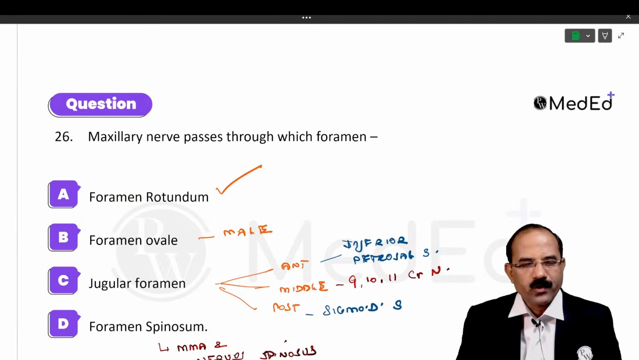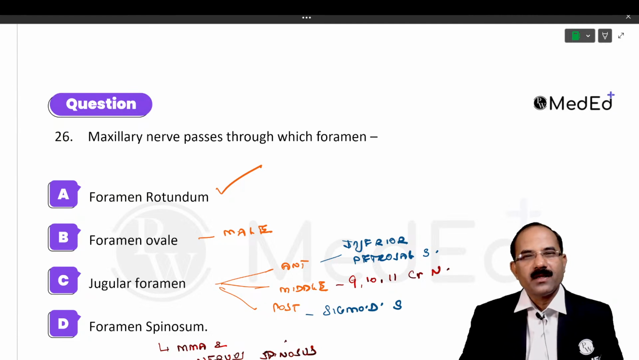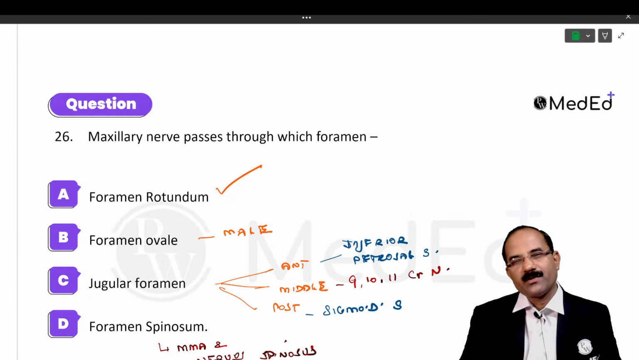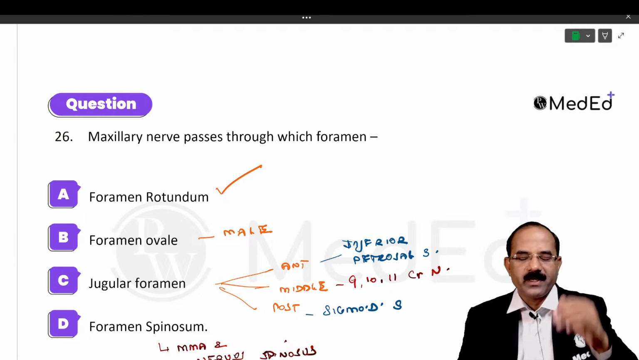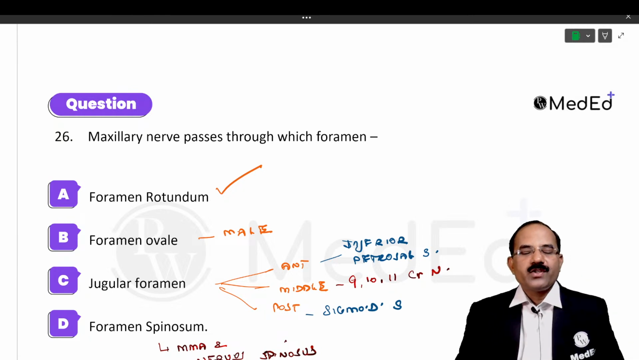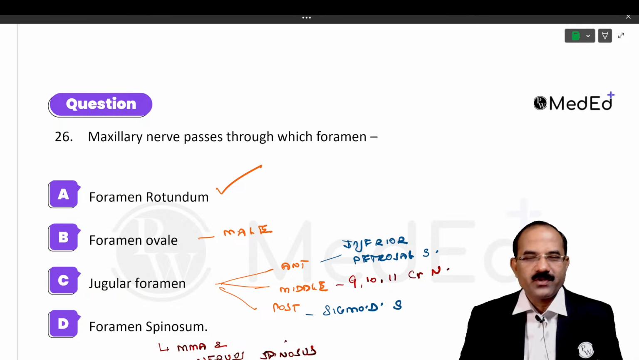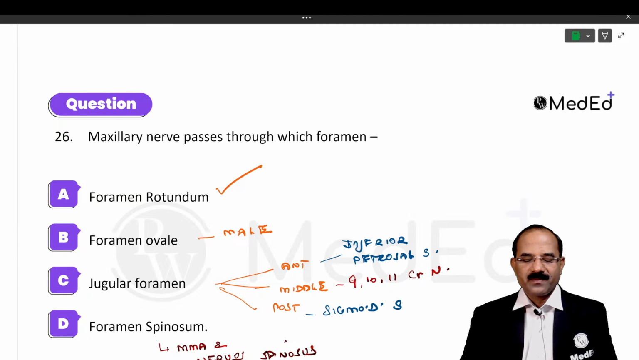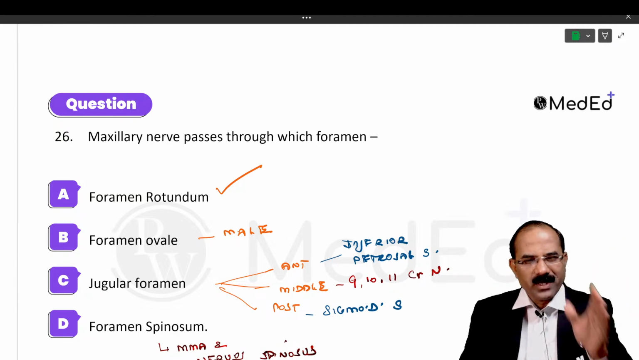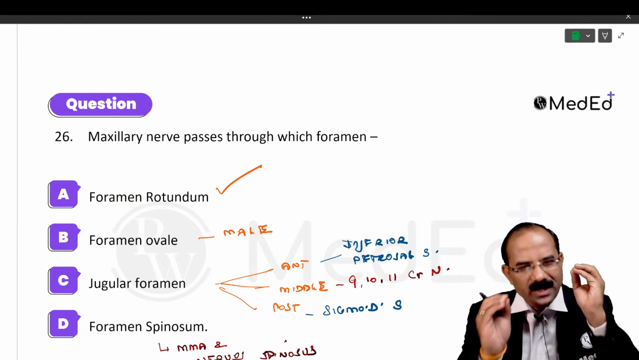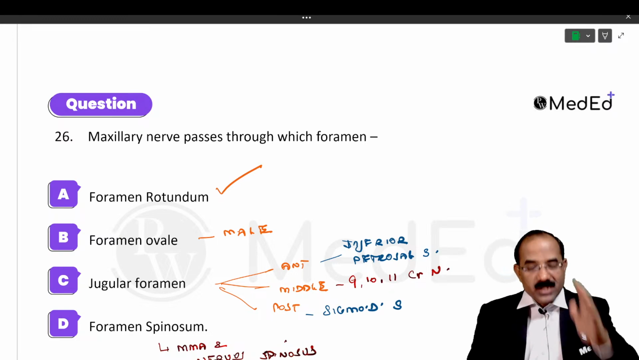Children, there are 40 questions. I'll finish the 40 questions by 9:30. Okay, that's why I'm going at that speed. So the maxillary nerve passes through which foramen? Dr. Deepa, okay? So the maxillary nerve passes through the foramen rotundum. These foramens are very important. I have taken one MCQ from every topic, which is very important for you.